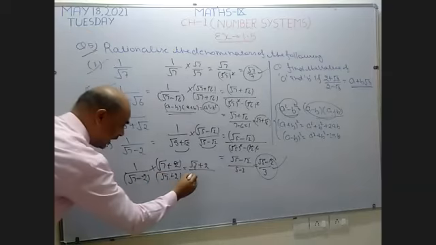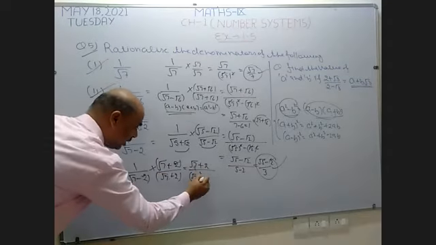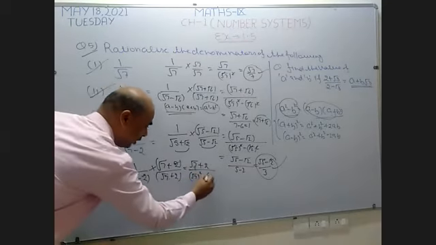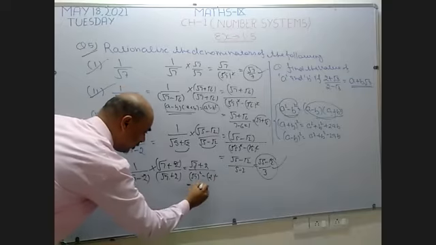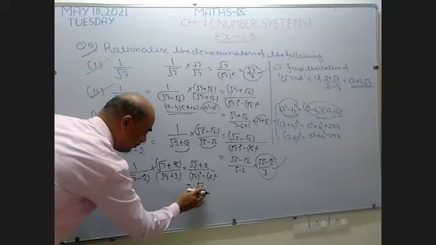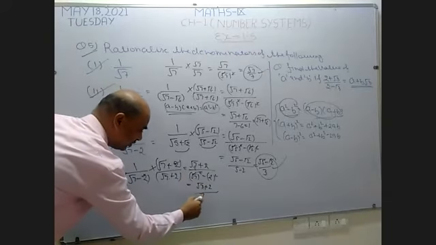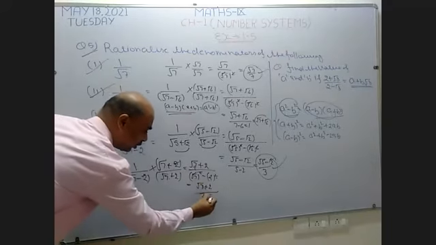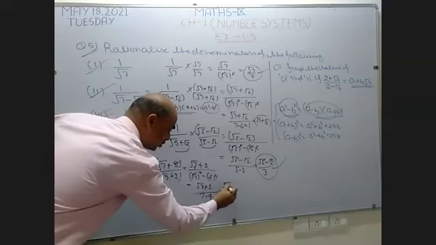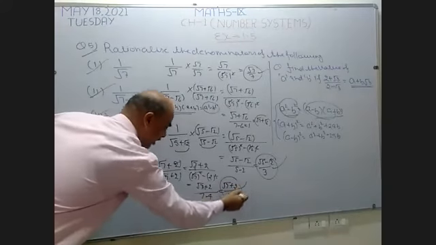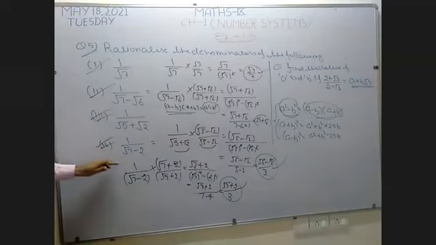What is a? Root 7. So write root 7 square. What is b? Root 2. So write here root 2 square. Now, numerator is going to remain same. I write same. Square is cancelled with square root. What is left? 7. Square of root 2 is 2, and 7 minus 2 is 5. So the answer becomes root 7 plus root 2 upon 5. This is the answer of the fourth part of the question.